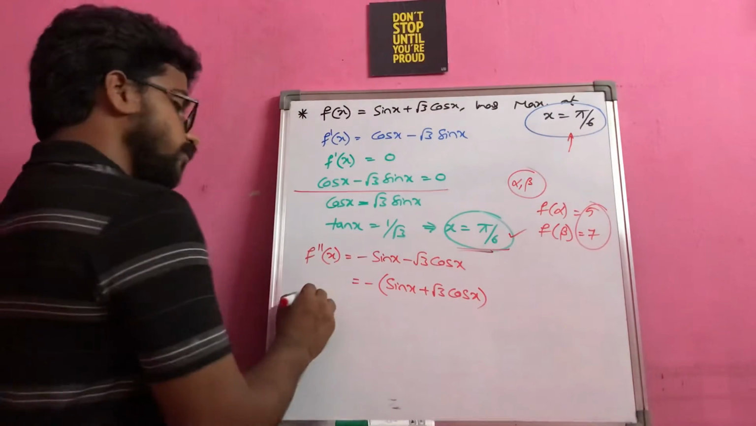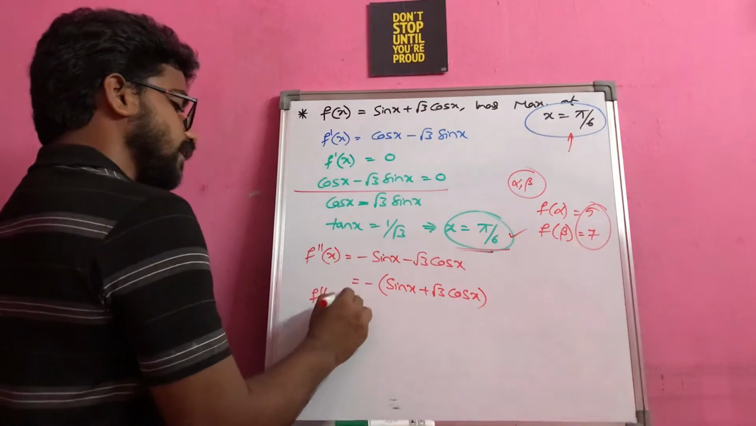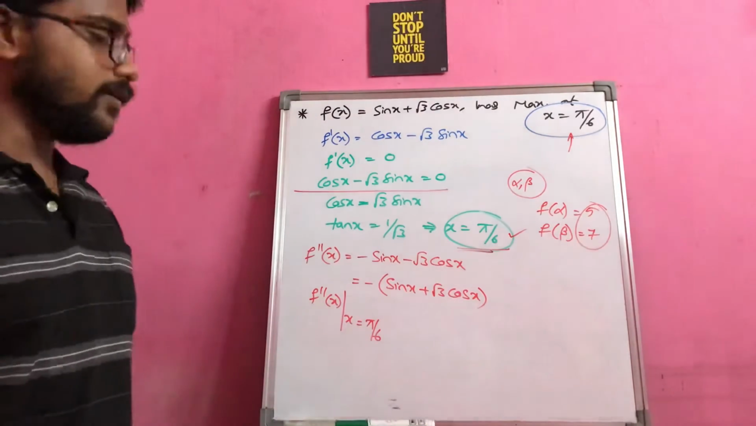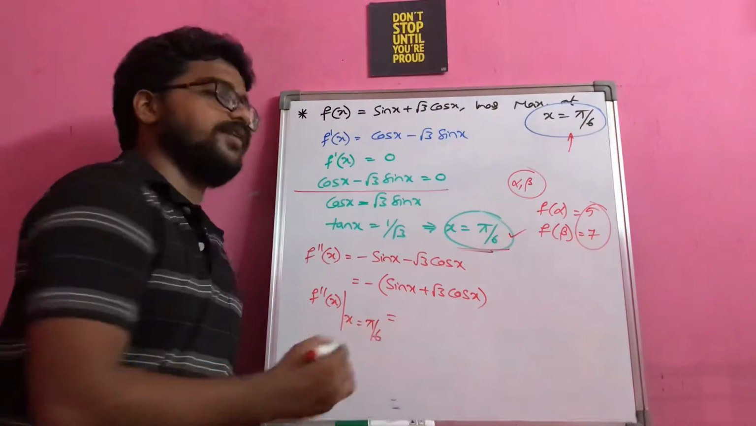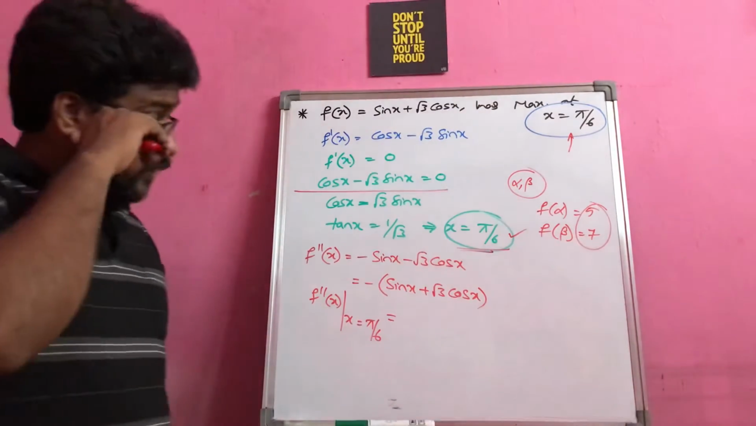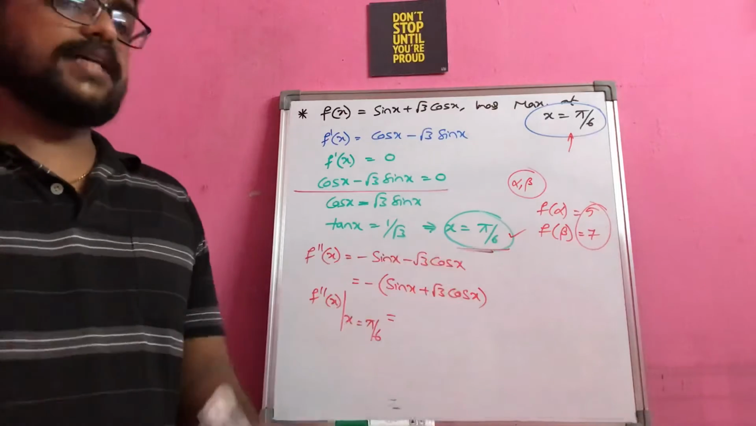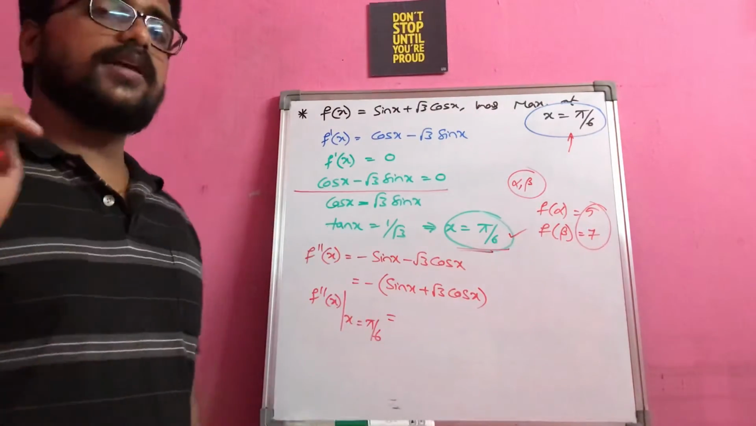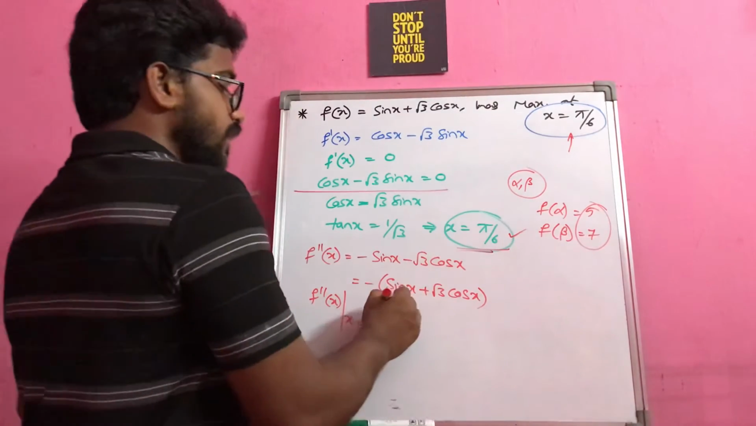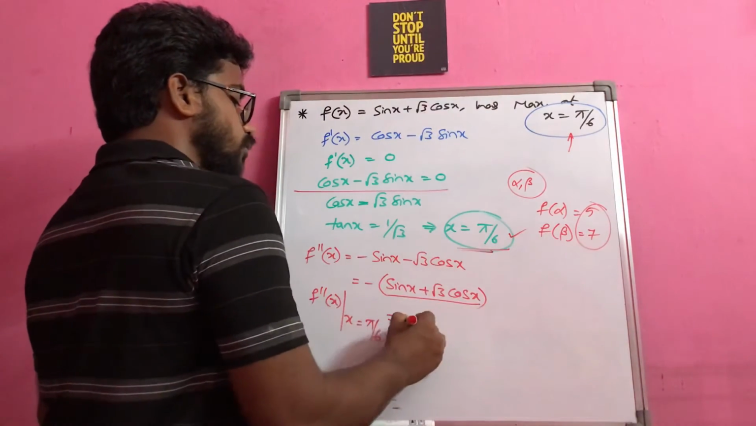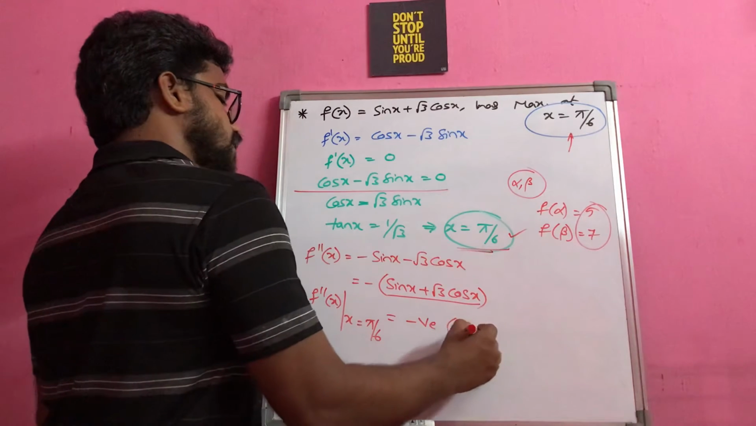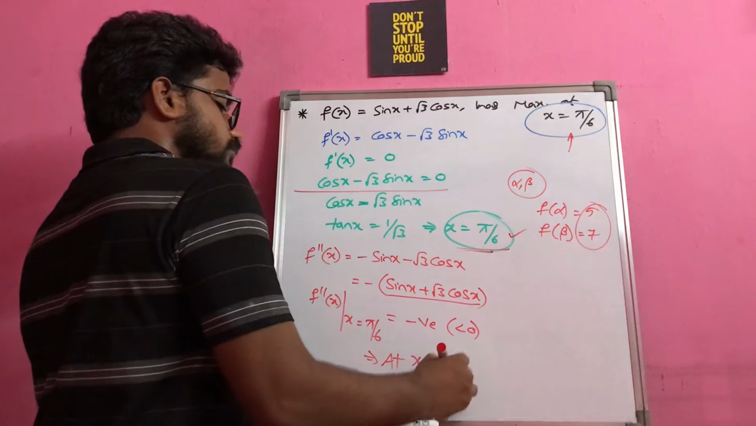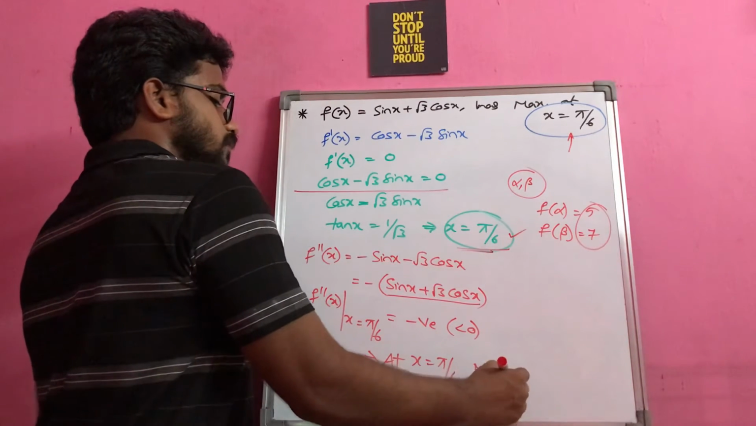Now see here, find the value of f double dash of x at x is equal to pi by 6. Simple thing, you need not even calculate, you just have to get the sign, whether it is positive or negative. x is equal to pi by 6 means it's 30 degrees. These two are positive in the first quadrant because 30 degrees is in the first quadrant. So this entire thing is positive, and minus into positive will become minus, which is less than 0. This implies at x is equal to pi by 6, I am getting the maximum value.